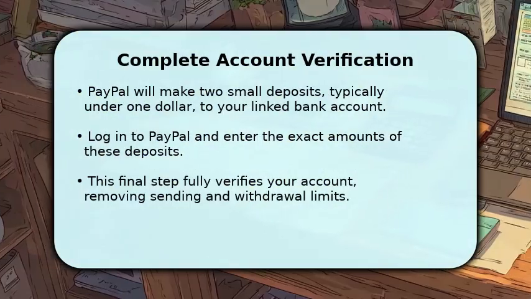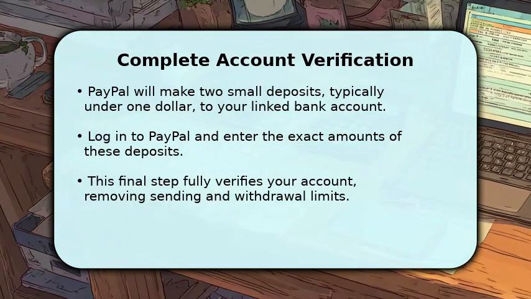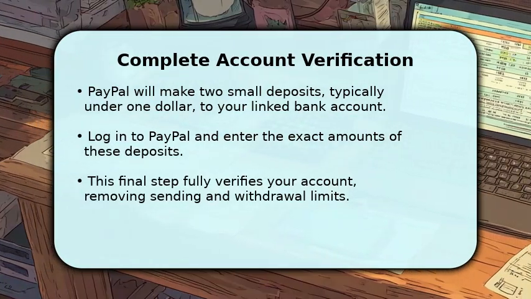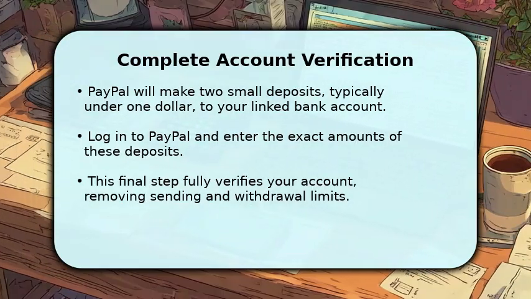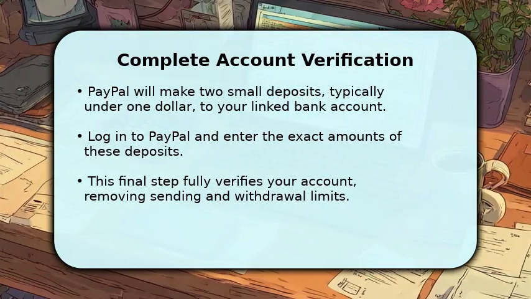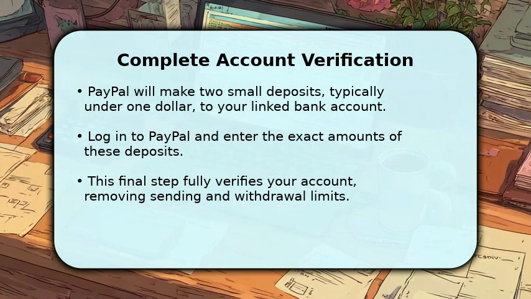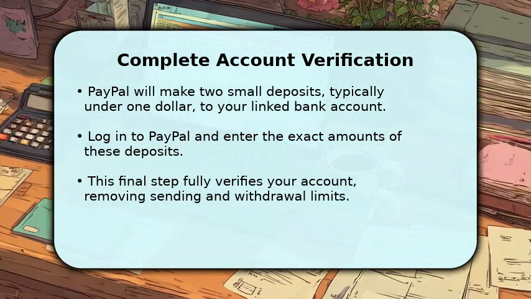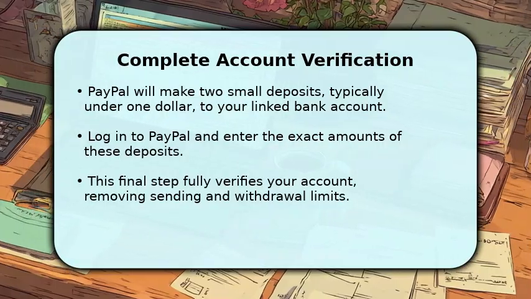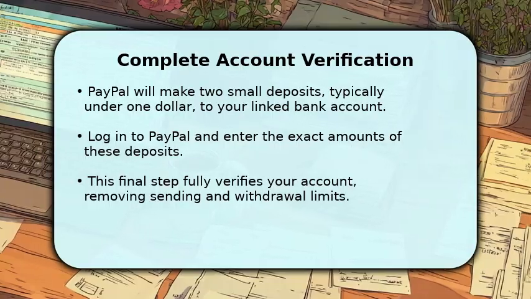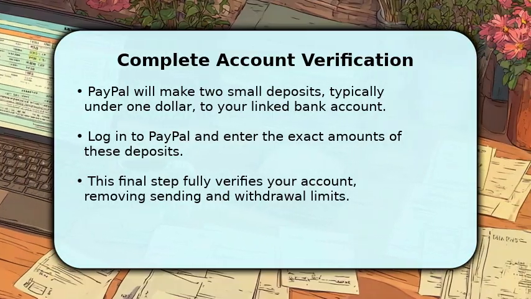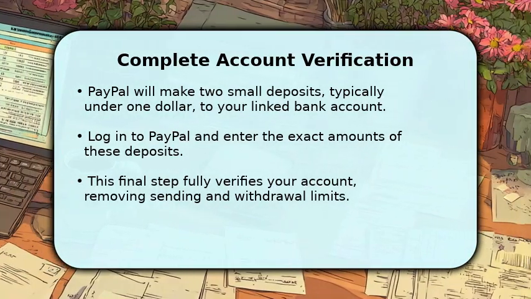The final stage of verification involves confirming your linked bank account. PayPal will send 2 small deposits, usually less than $1 each, to your bank account. Once these appear, log back into PayPal and accurately enter the exact amounts of these 2 deposits. This action fully verifies your account, lifting initial sending and withdrawal limits and making it ready for all your secure online transactions.